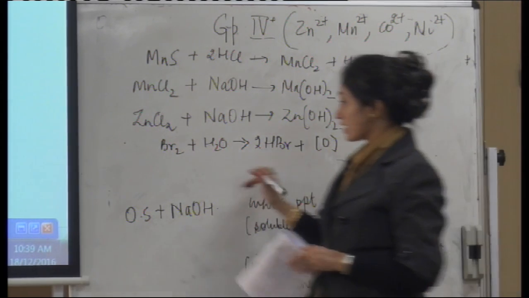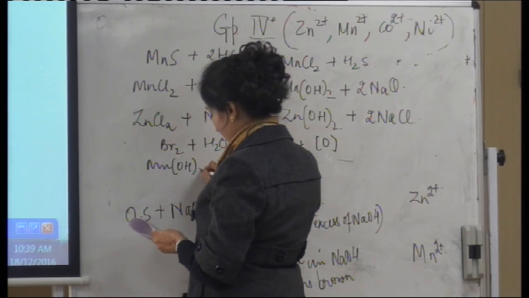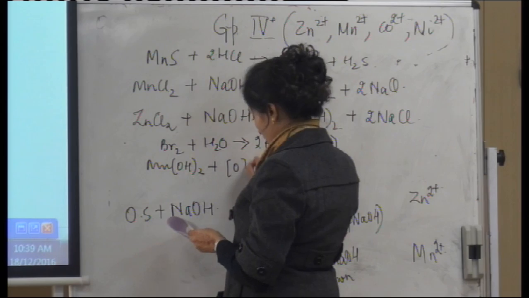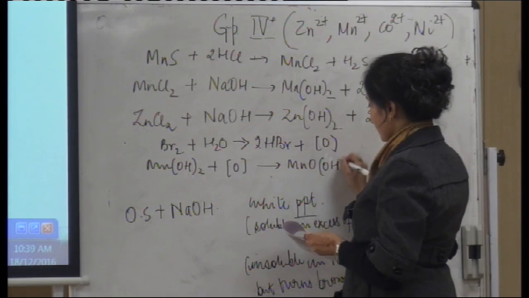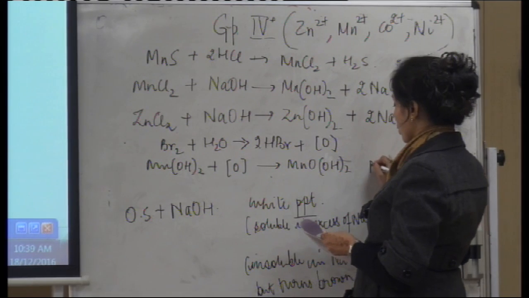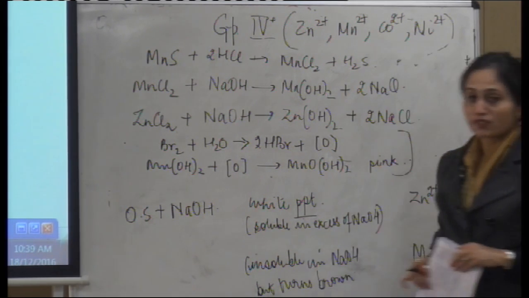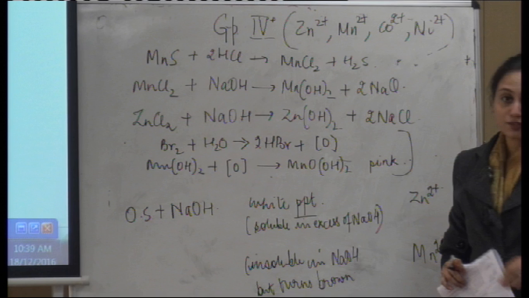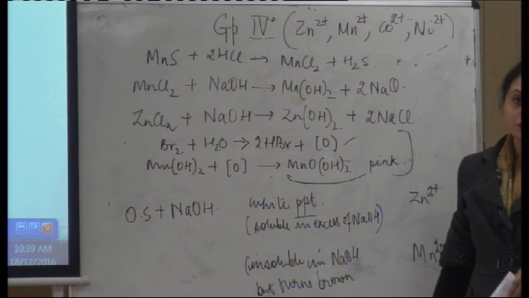And when this nascent oxygen reacts with your Mn(OH)2, it gives you MnO(OH)2, which is again pink in color, and this is also kind of a confirmatory test. So you can just remember this reaction. This was asked in the exam once. What is the final formula of the compound formed?